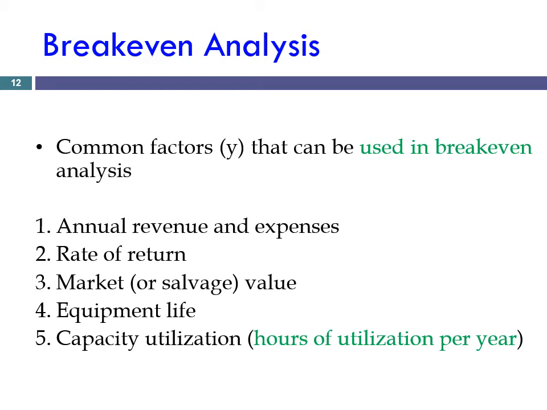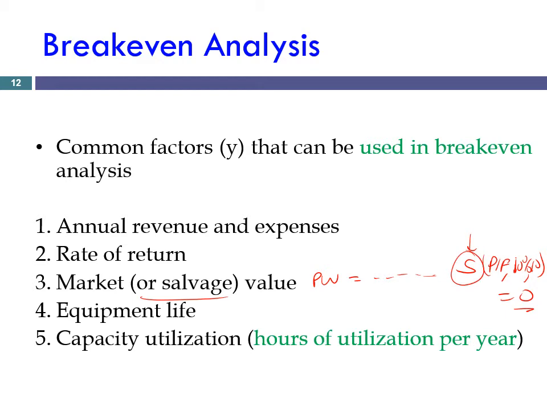So there are some common factors that are used in break-even analysis. What are these common factors? You may be interested in the annual revenues or expenses. You may be interested in the rate of return, or the market or salvage value. So you may want to write your present worth as a function of the salvage value. You write everything, and then the salvage value, you don't know what it is, and you write P given F, for example 10% and 10. You write everything and make it equal to 0, for example, and find the S.